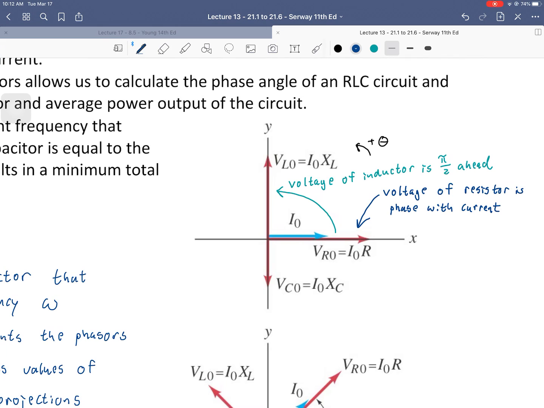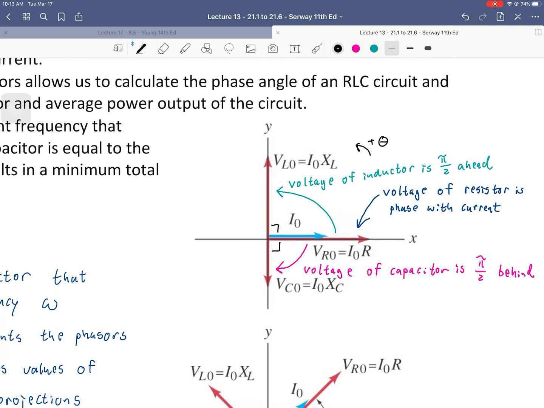Okay, and then we've got our next one, which is the capacitor. So if we look at the phase angle for the capacitor, we see that the voltage is lagging behind the current. So the voltage of the capacitor is pi over 2, or 90 degrees, behind. Okay, so those are our two angles, right? We've got our two 90-degree angles, one shifted ahead, one shifted behind.